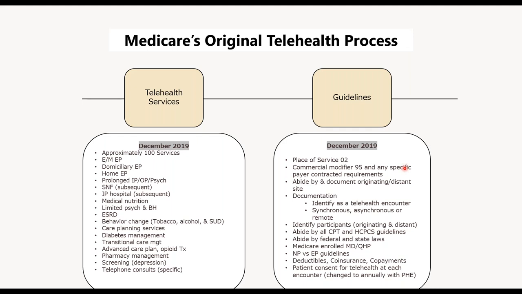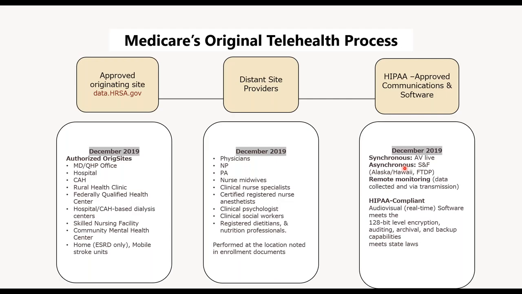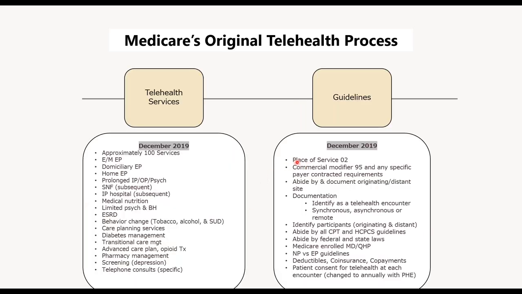Instead of reporting the GT modifier to say that this was a telemedicine service for regular providers, that's still required for CAHs and federally qualified health centers still. So your hospital-based, your CAH-based right here, and your federally qualified health center, they still use the GT modifiers. But for everybody else, they said use place of service 02.